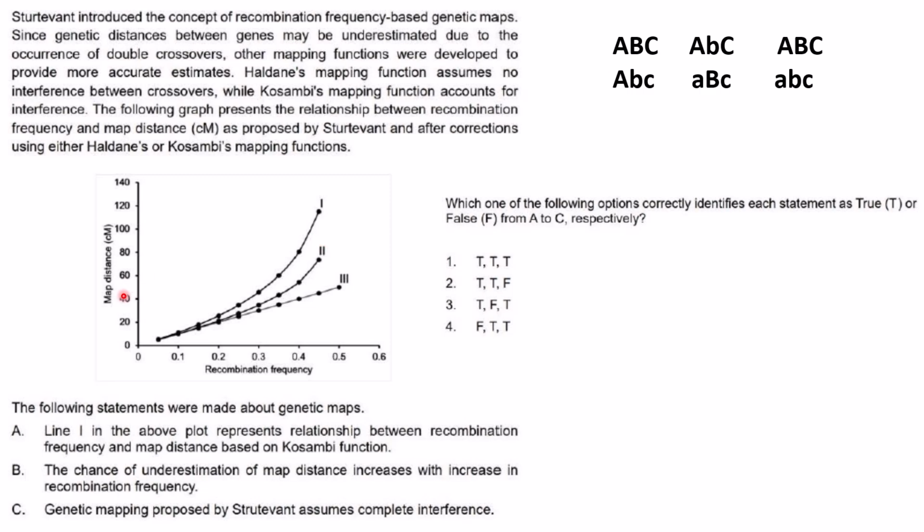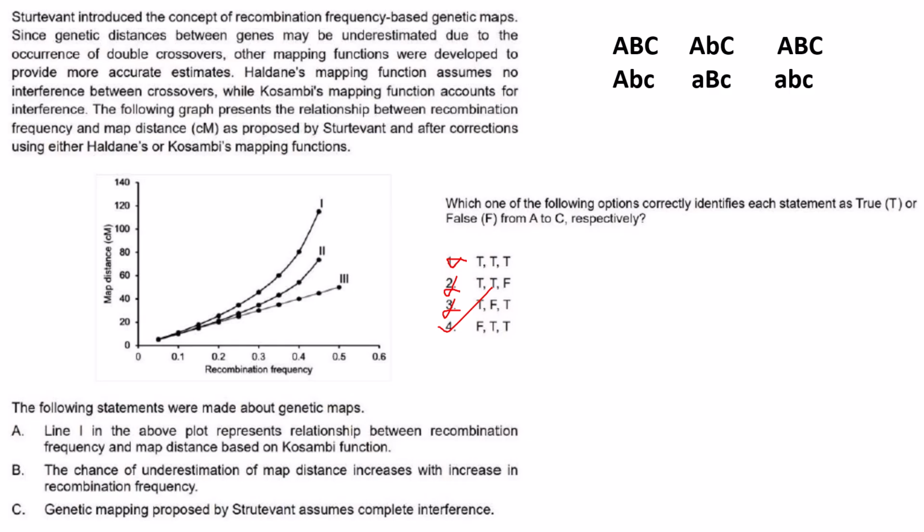Now line 1 in the above plot represents the relationship between recombination frequency and map distance based on Kosambi. No, that is not correct. It is Haldane. So A is not correct. So the first one is false. That means 1 gone, 2 gone, 3 gone. Have one first option. If you know the answer, then you can happily tick 4.